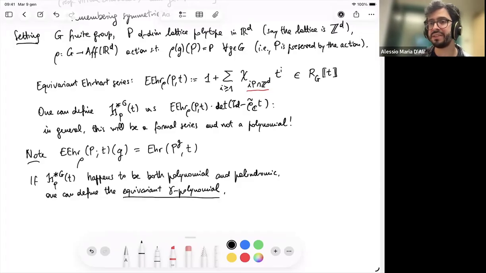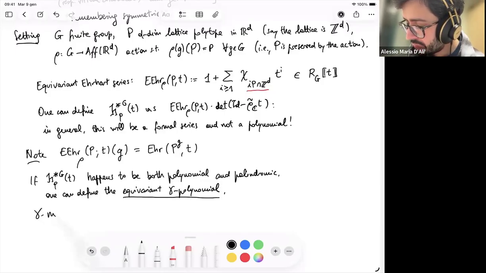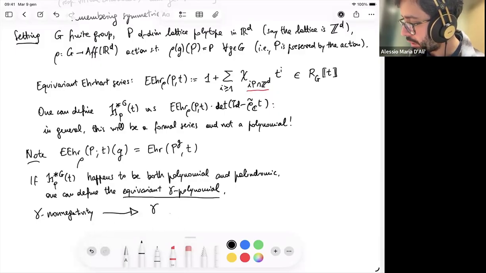And then what is the substitution? Like I had positivity before, now I'm going to get effectiveness. Effectiveness means that my combination of characters is just something that comes from a genuine representation, so it's a positive sum of irreducible representations. So there are no minus signs involved. So gamma non-negativity becomes gamma effectiveness in this setting.